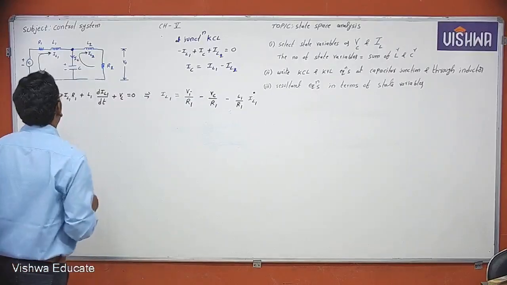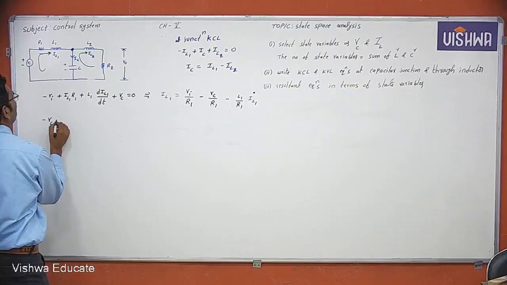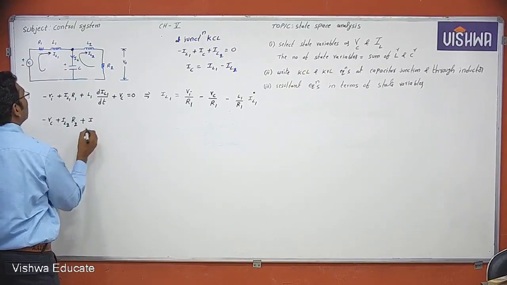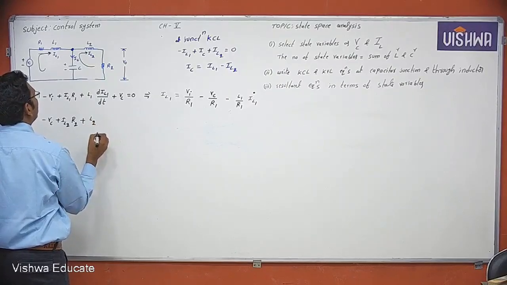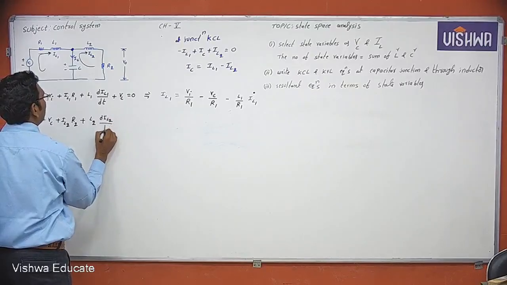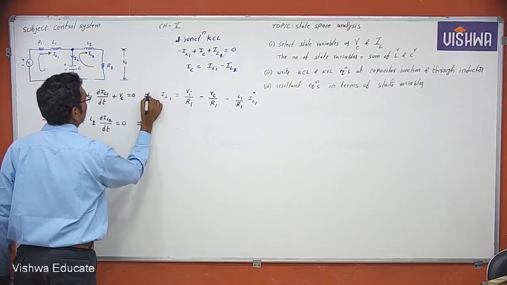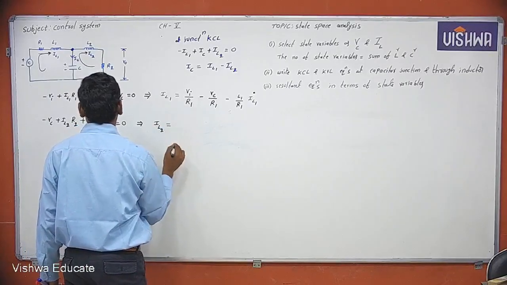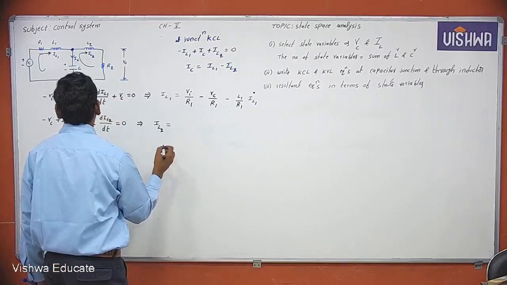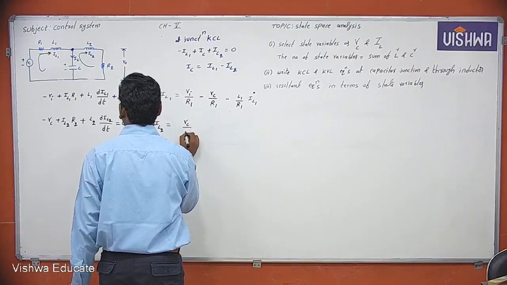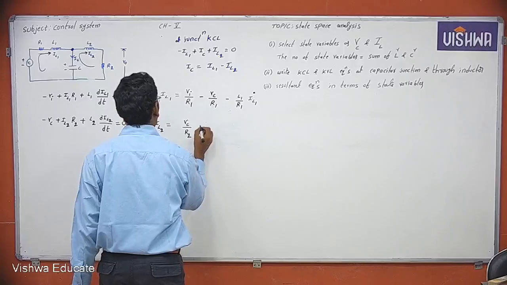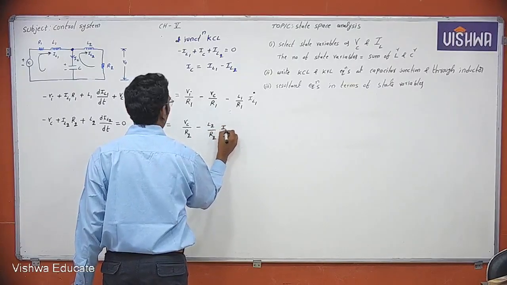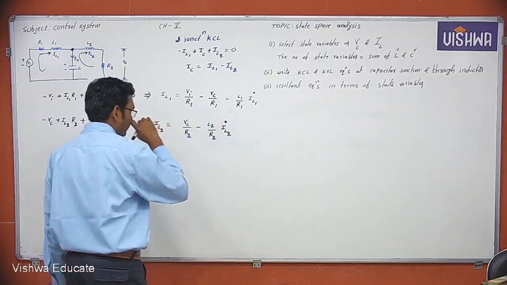This is clear. Now the second loop equation is minus Vc plus IL2 R2 plus L2 into dIL2 by dt equals 0. So IL2 equals Vc by R2 minus L2 by R2 into IL2 dash. Okay, right.